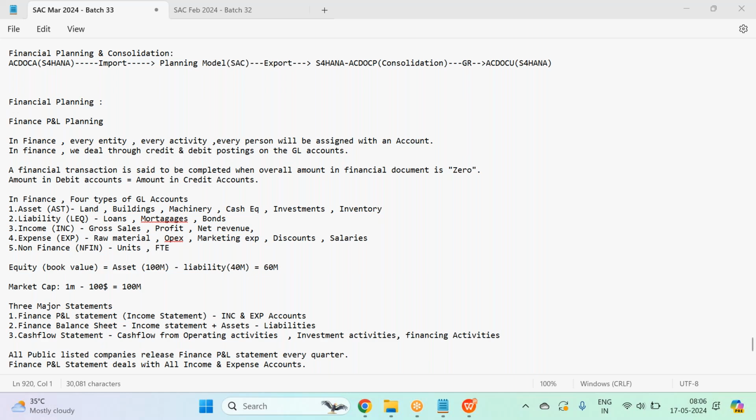So first, once that vendor account is created, then only the vendor can supply raw materials to the company. Once the vendor supplies the raw material and the purchase department confirms, then that bill will be sent to the finance team. And then the finance team will make the payments using those accounts. First, the finance team will create a financial document.